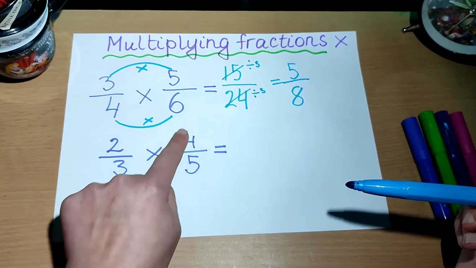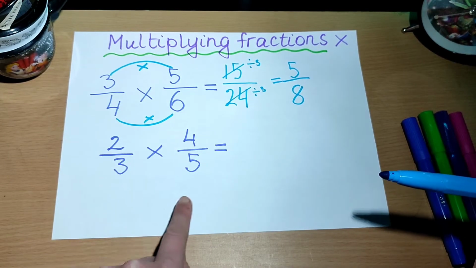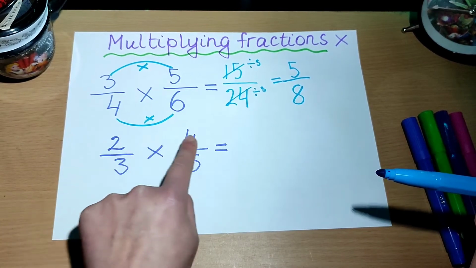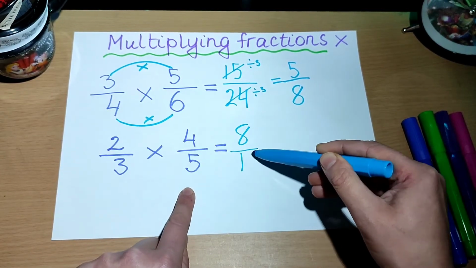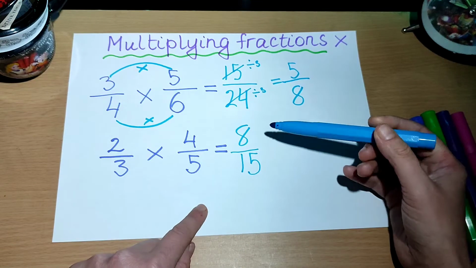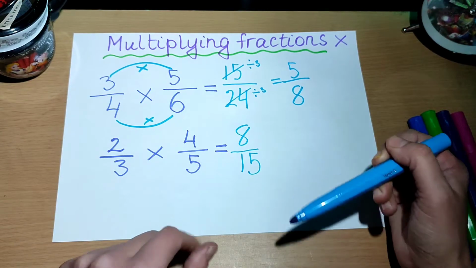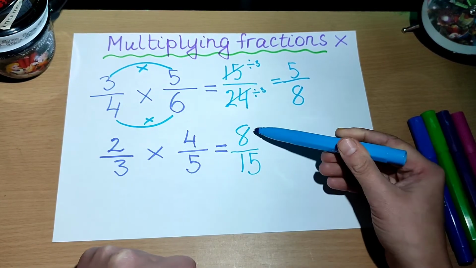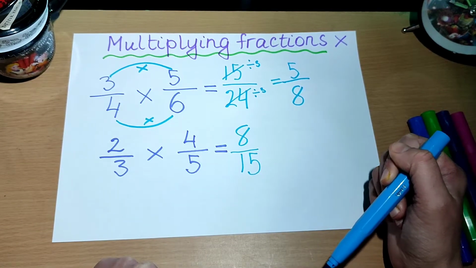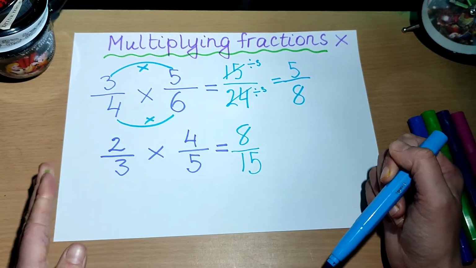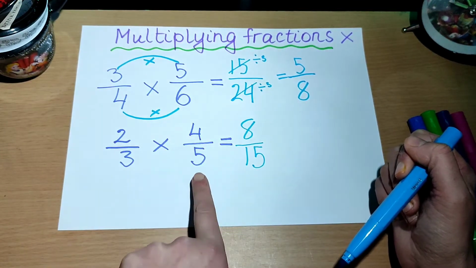So 2/3 times 4/5. Remember, we're times-ing the numerators and we're times-ing our denominators. So 2 times 4 is 8 and 3 times 5 is 15. Can we simplify 8/15? No, we can't, because they haven't got any common factors. They haven't got the same number we can divide both the numerator and the denominator by. So can you see how easy it is? When you multiply two fractions, all you do is multiply the numerators and multiply the denominators.